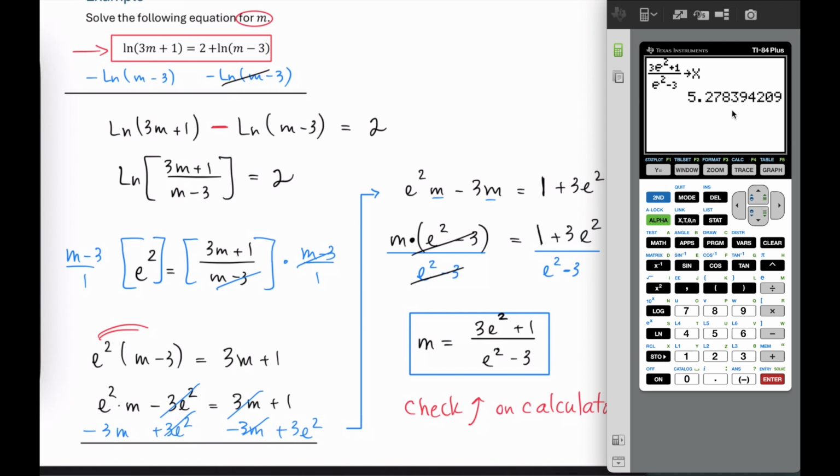Then we want to input this value back to the very beginning equation, which was the ln of 3m plus 1, but we have it stored in x, so we'll say 3x plus 1. Close the argument. We want to see what the left-hand side is with our solution stored in for x, and compare that to the right-hand side, which is 2 plus the ln of our answer stored into x minus 3, and then close the argument. When we hit enter, we see that the two sides do match, which tells us that our answer is a working solution.